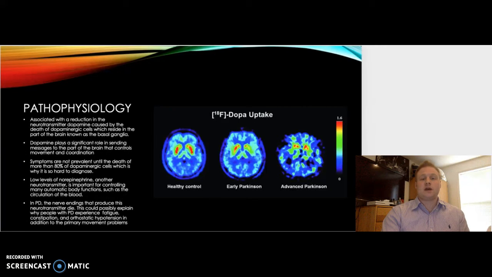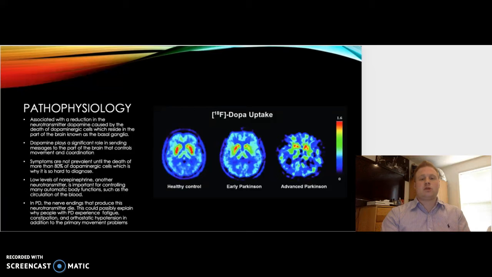Moving on to the pathophysiology of the disease, it's primarily associated with the reduction in the neurotransmitter called dopamine, and that's caused by the death of the dopaminergic cells, which reside in the part of the brain also known as the basal ganglia. So dopamine plays a significant role in sending messages to the part of the brain that controls movement and coordination. It's so hard to diagnose Parkinson's disease because the symptoms aren't even prevalent until about 80% of those dopaminergic cells are completely dead.